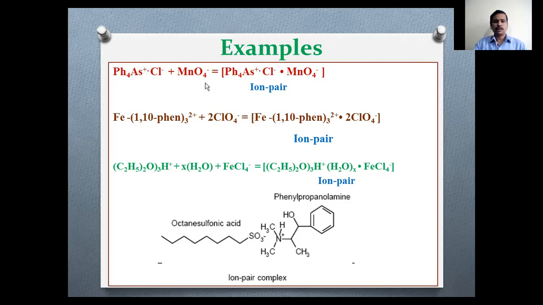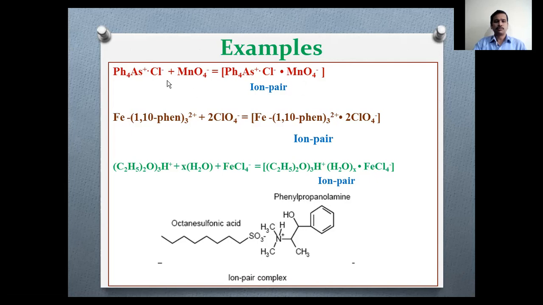You add a typical organic solvent, because permanganate is overall the most electronegative species. So you take any polar solvent and you extract. Tetraphenyl arsonium permanganate is going to be the ion association complex, where chloride will be released out. The ion association complex will be tetraphenyl arsonium permanganate.